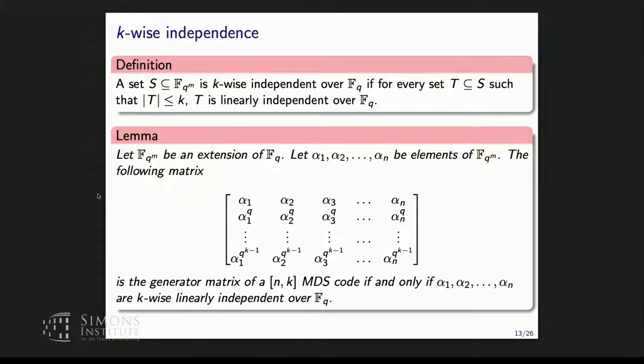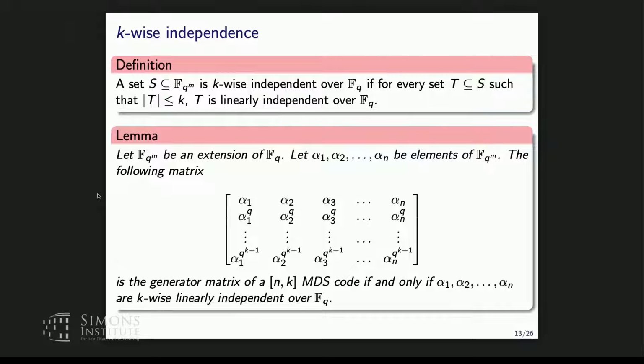Gopalan et al. But they require this thing about k-wise independence. So consider F_q^m, an extension field of F_q, and a set S is said to be k-wise independent if you pick any set of size k, it is independent over the base field, right? So that is what k-wise independence is. And there is a lemma which just says that these are what are called Moore matrices. These are like your Reed-Solomon, Vandermonde kind of matrices, but with q powers, right?